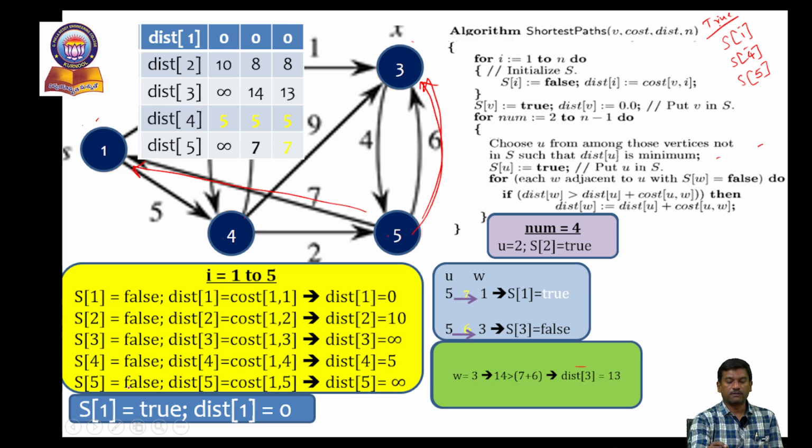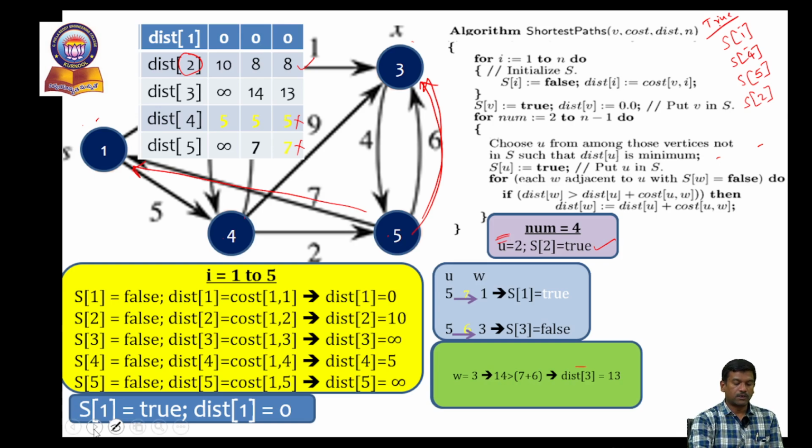So from these values, this should not be taken into consideration, this should not be taken into consideration. And between the distances 8 and 13, what is the minimum? That is 8 is the minimum. And with respect to which vertex? The vertex will be equal to 2. So that is the value of U equal to 2. And make S of 2 equal to true. So in your solution set, you have made S of 2 equal to true.